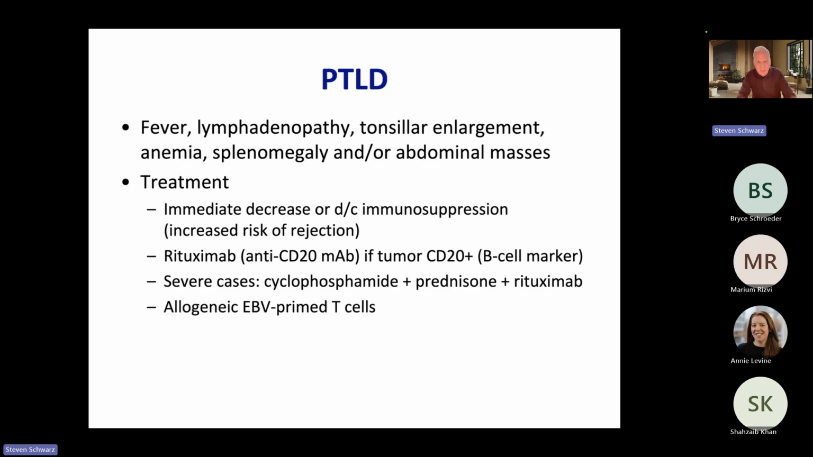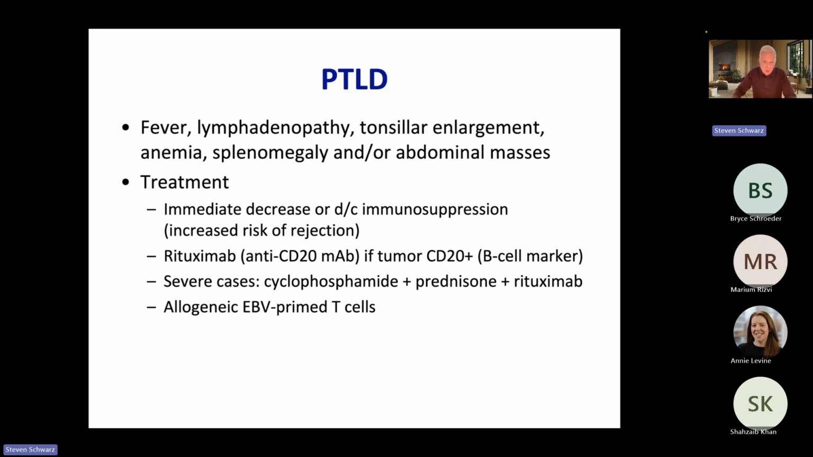The symptoms: fever, lymphadenopathy, enlargement of lymphoid tissue, splenomegaly. You may have abdominal masses. How do you treat PTLD? Well, remember that the PTLD, the problem is immunosuppression. So in patients with PTLD, you want to immediately decrease or discontinue immunosuppression.